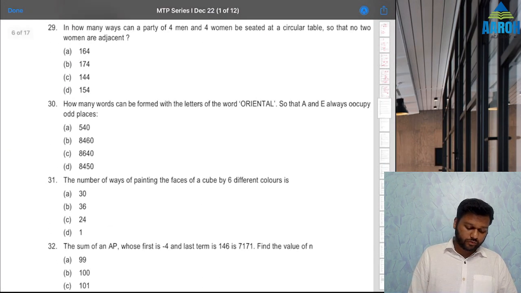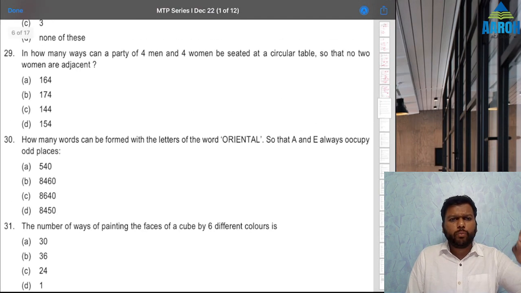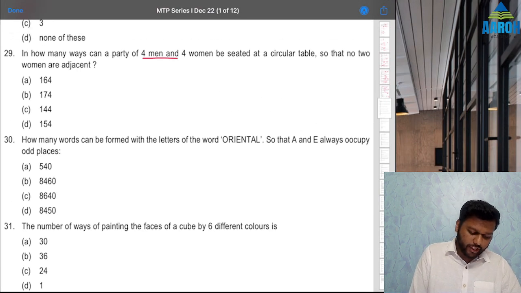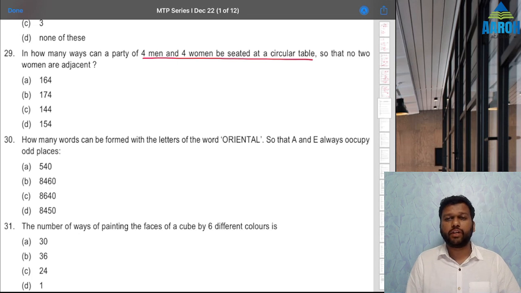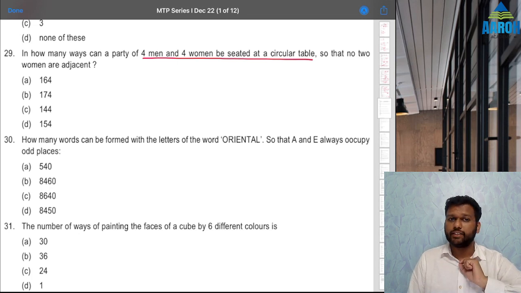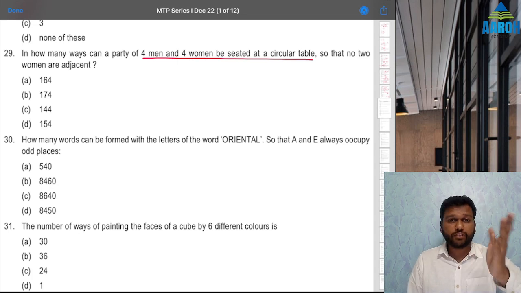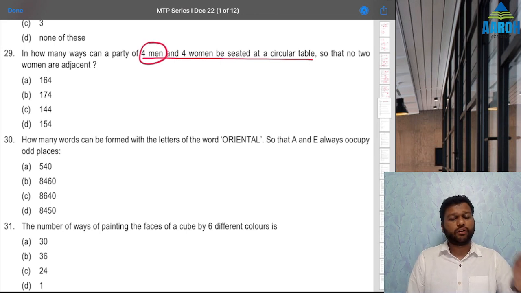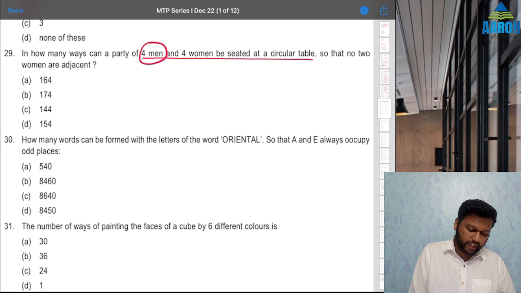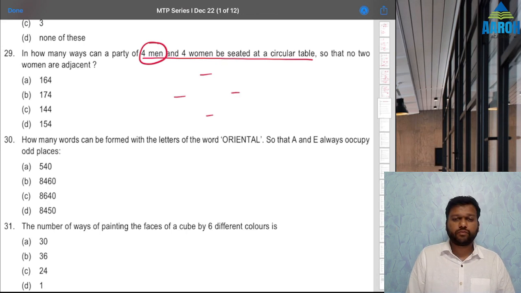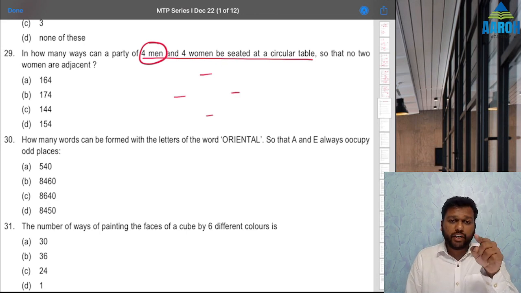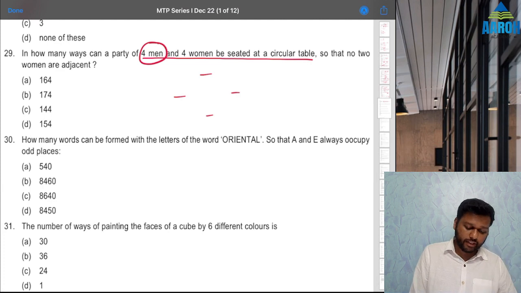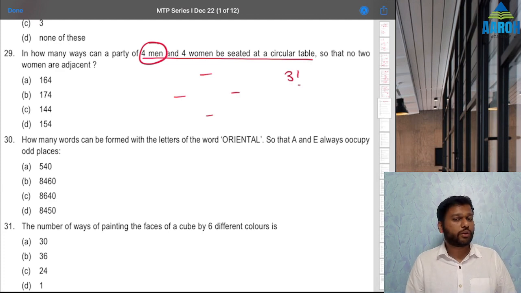29. In how many ways can a party of 4 men and 4 women be seated at a circular table so that no 2 women are adjacent? In such kind of questions, always follow this approach. First select either men or women. So let's say men, 1, 2, 3, 4. In a circular arrangement for 4 people, there are 4 minus 1, that is 3 factorial ways, because circular permutation is N minus 1 factorial.